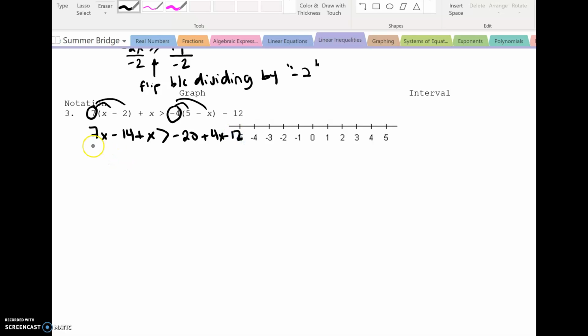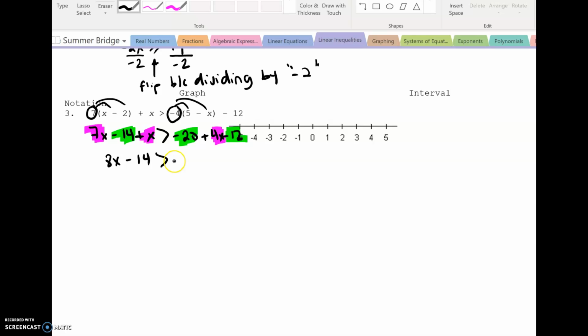I notice here that I have some like terms. I have a bunch of x terms and a bunch of constant terms. And so now I'm going to combine my like terms. On the left side of the inequality, I can combine the 7x and the x, so that becomes 8x minus 14 is greater than, and then I do have like terms on the other side as well, which is -20 and -12.